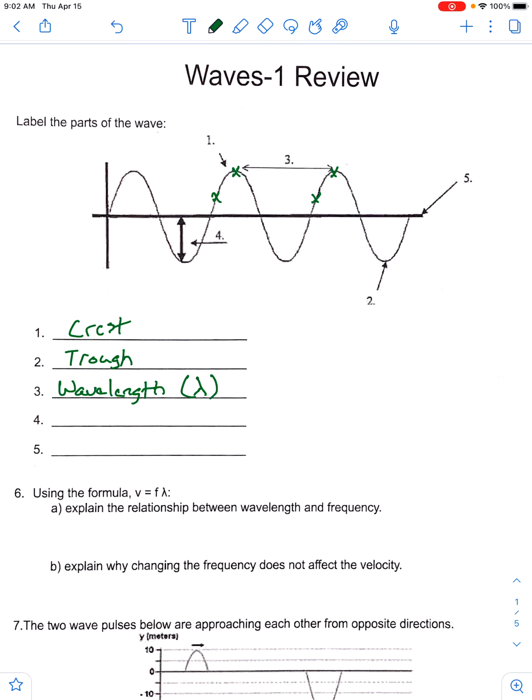Number four is going to be our amplitude. Our amplitude is just the distance from the midline to however low we go or however high we go. So amplitude can be right here as well. So that can be our amplitude as well.